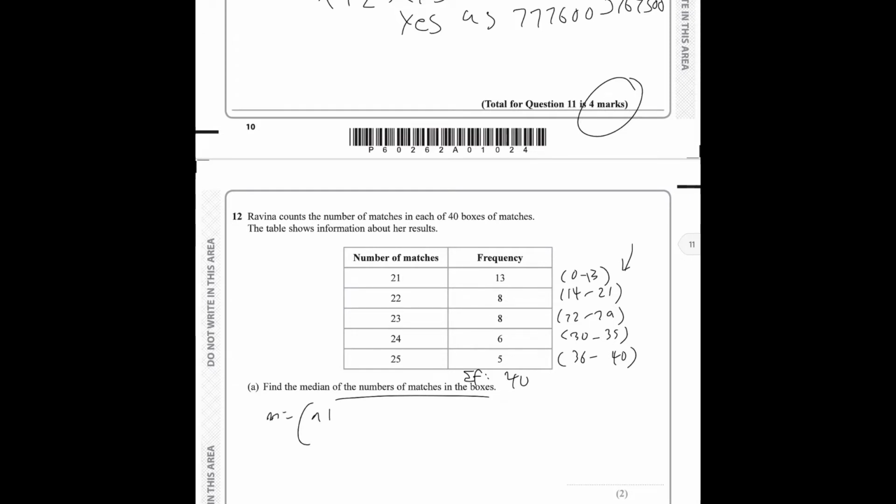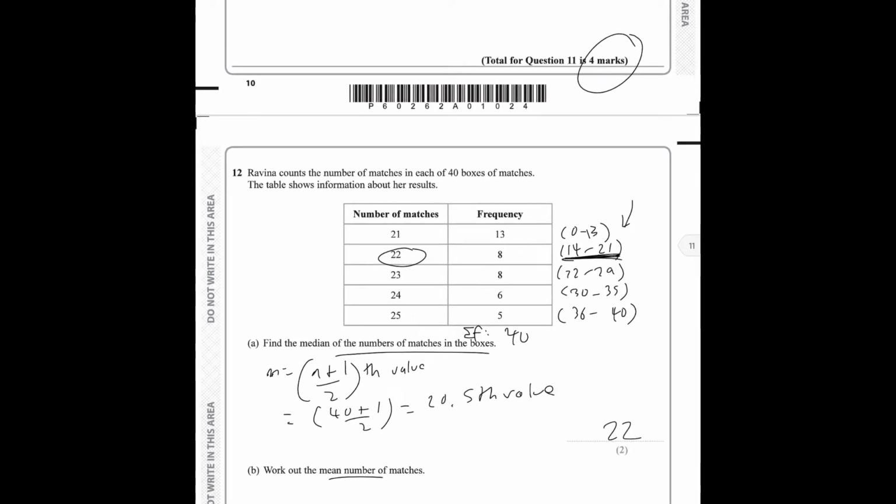This is the position in the table. Now, to find the median, you just do n plus 1 divided by 2 to find the nth value. Since the total frequency is 40, 40 plus 1 divided by 2 gives 20.5. So it's the 20th and a half value, which shows us the median number of matches comes under the range that gives 22.